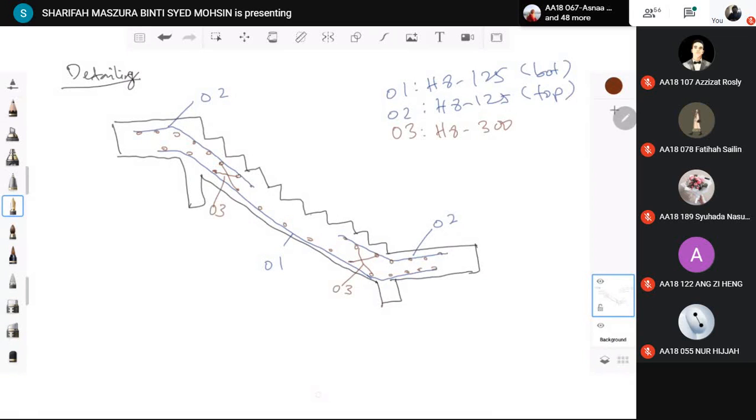Done for the tutorial of the one flight staircase design. Do you have any question for this tutorial? For the staircase design, any question?